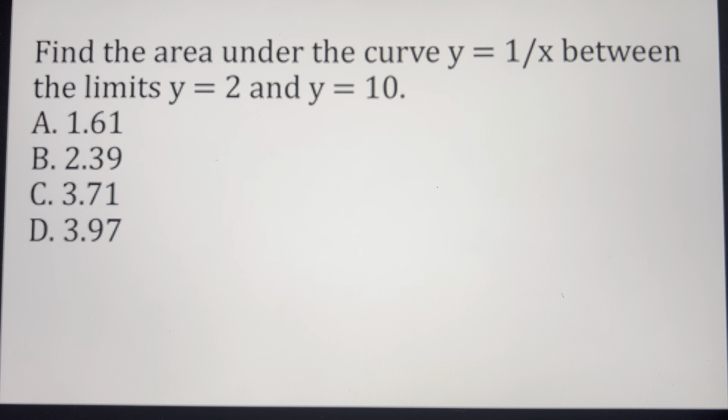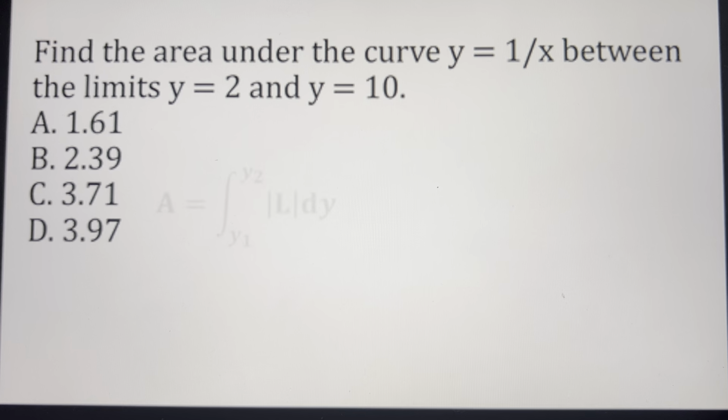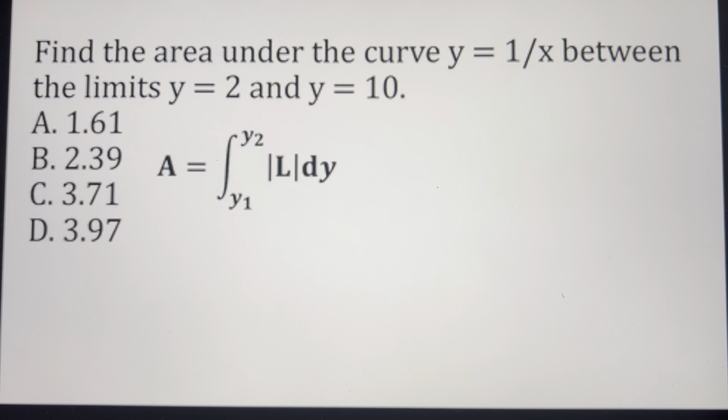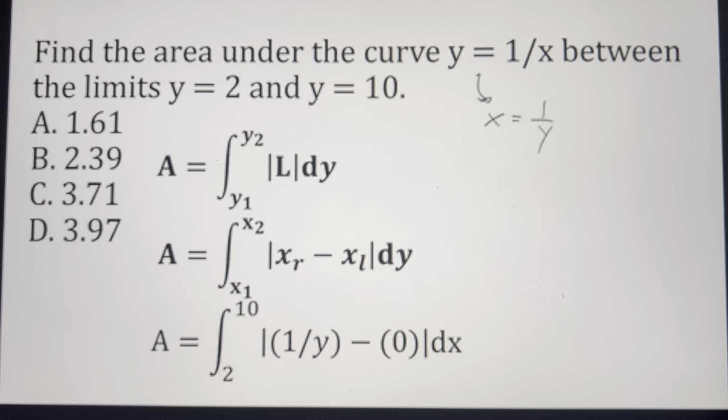Find the area under the curve of y equals 1 over x between the limits of y equals 2 and y equals 10. So area, again, is the absolute value of the integral of L dy from y1 to y2. And L will be the x right minus x left. So using this equation, x will be 1 over y. So let's say that is our x right. And x left will be our 0. And limit will be from 2 to 10. And that is how many square units? So that is 1.61.